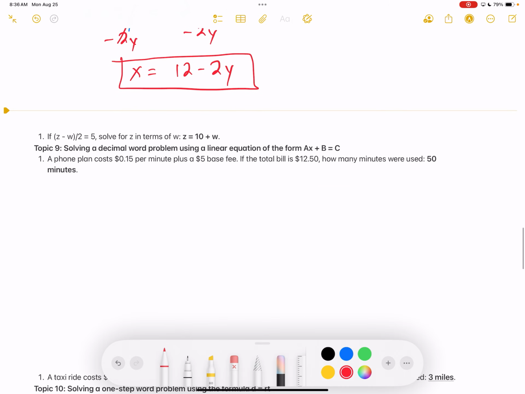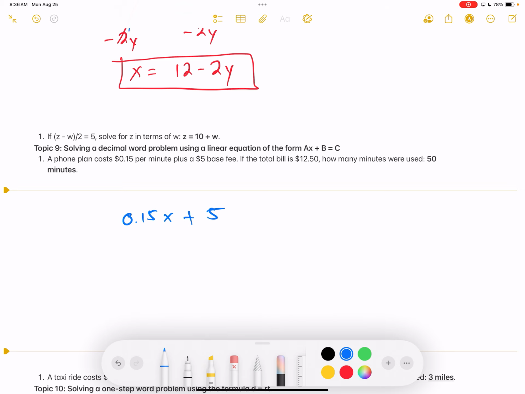Okay, so a phone plan costs $0.15 per minute plus a base fee of $5. So if it has a per, that's usually where your x goes. So I don't know how many minutes I'm using, so I do x, because if I use 1 minute, it's 15 cents. If I use 2 minutes, it's 30 cents. 3 minutes, it's 45 cents, plus a $5 base fee that's not going to change.